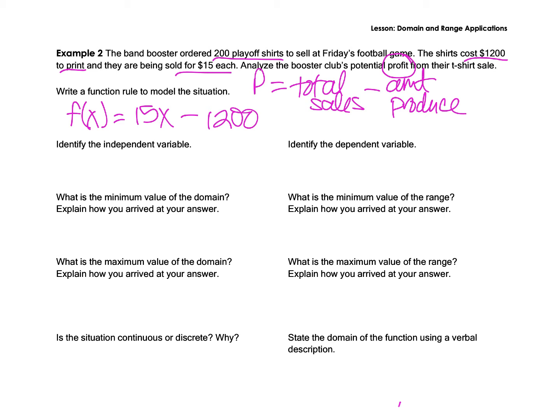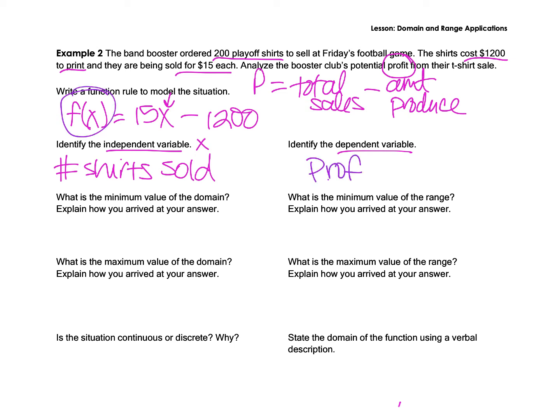We're going to identify the independent variable, which is x. So x on this function here represents the number of shirts sold. And then the dependent variable, which is your y, was your profit in dollars.